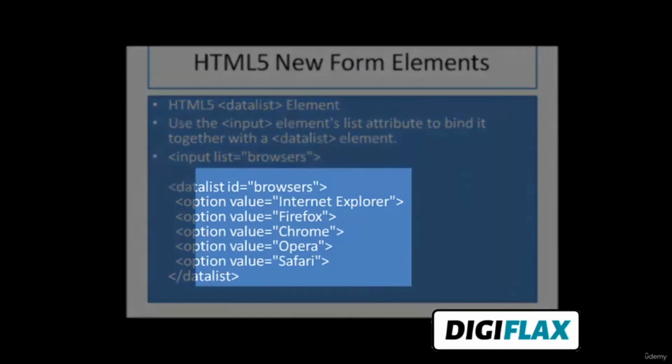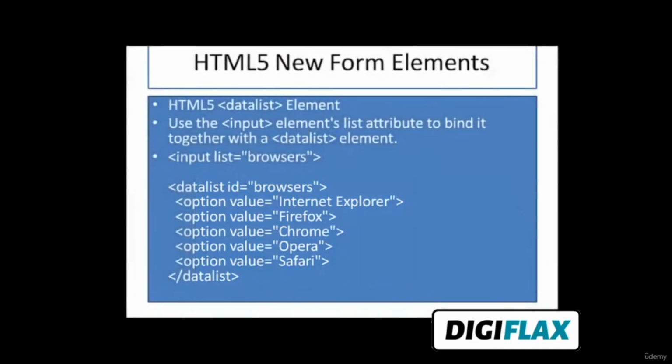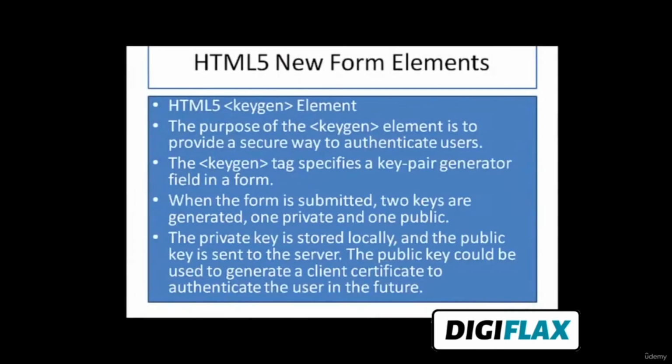Here, when the user types into the input field, the auto-suggest feature will come into play. Next is the keygen element. The purpose of the keygen element is to provide a secure way to authenticate users. It specifies a key-pair generator field in a form.